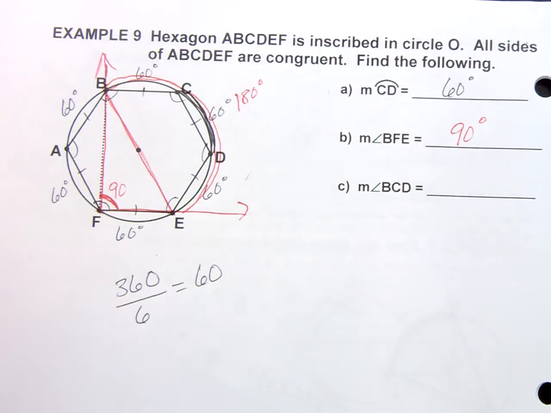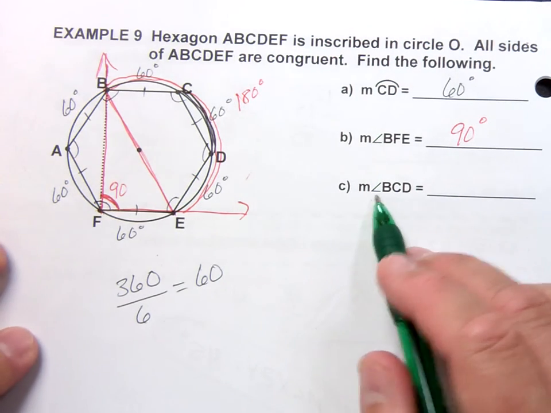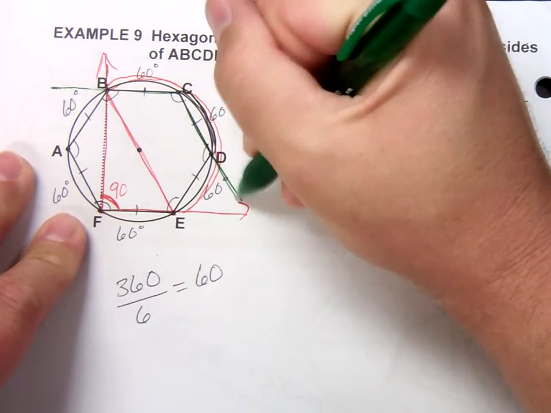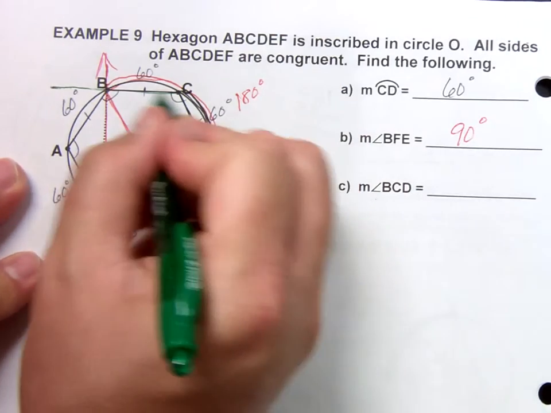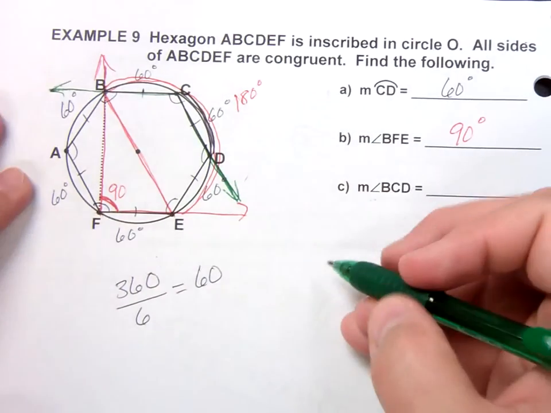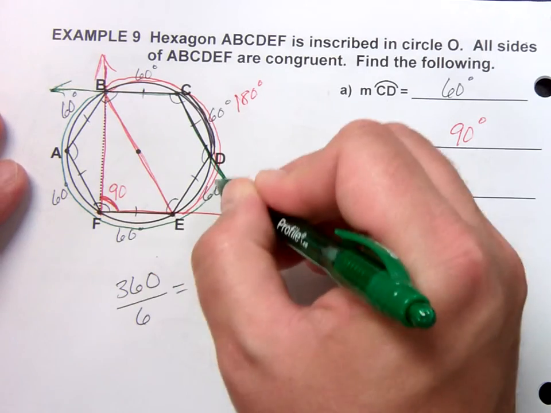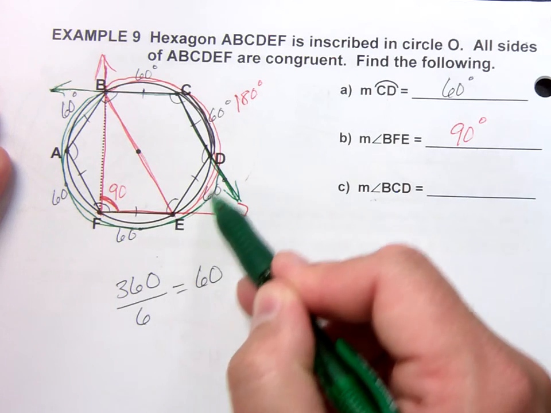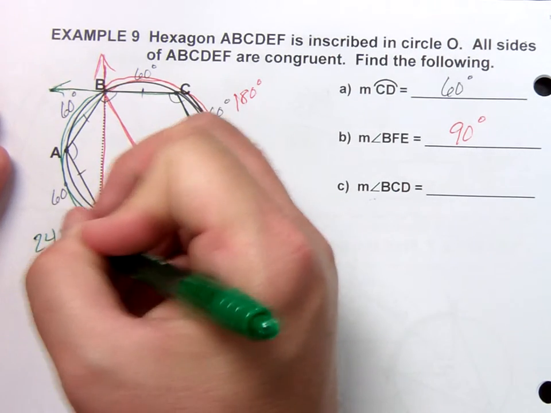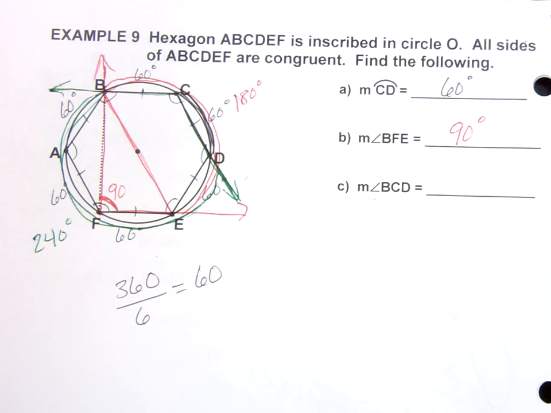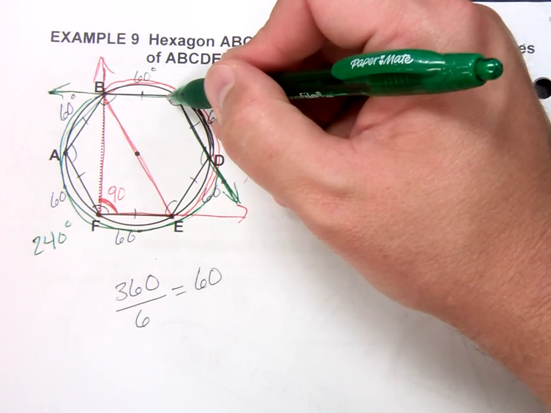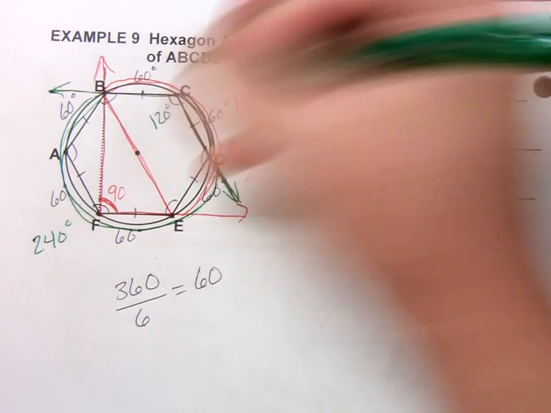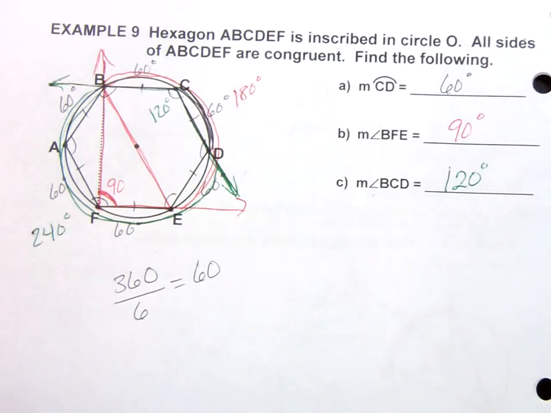And one more question, we want the measure of angle BCD. There's angle BCD. It is also an inscribed angle. Notice the intercepted arc here. 60 plus 60 plus 60 plus 60. 4 times 60. That arc is 240 degrees. Well, the inscribed angle is always half of that intercepted arc. So half of 240 is 120. So I know the measure of angle BCD is 120 degrees.